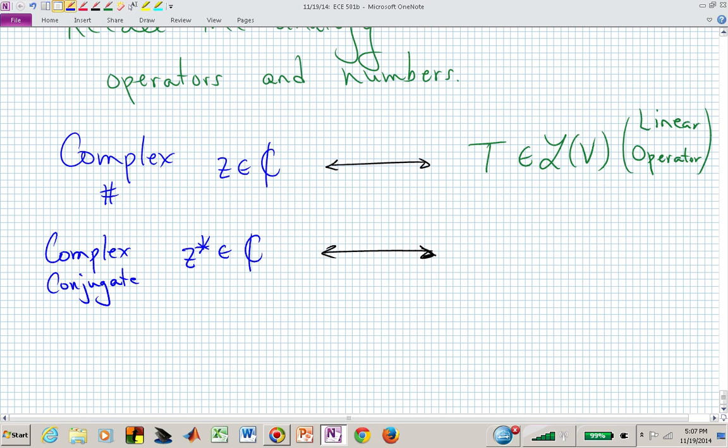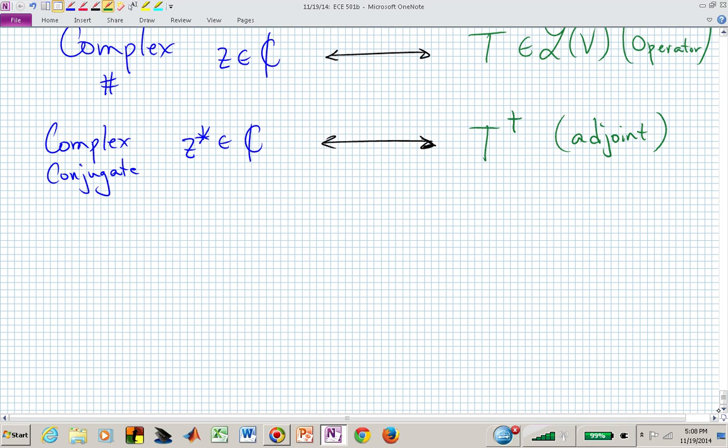And because of the conjugate symmetry of the inner product, when we move a complex number from the first slot to the second slot, we would have to conjugate that scalar. Now, to do that with an operator, we now need to form its adjoint, or move it into the second slot of our inner product.